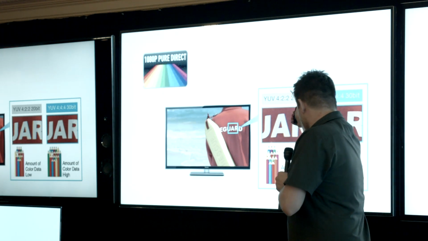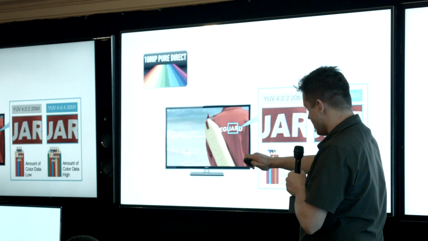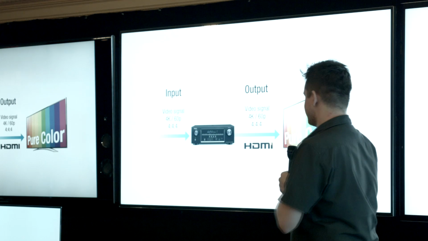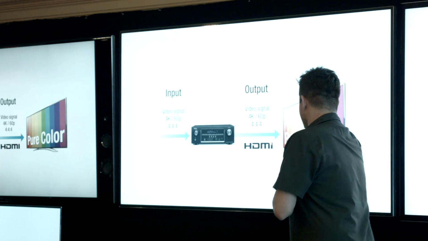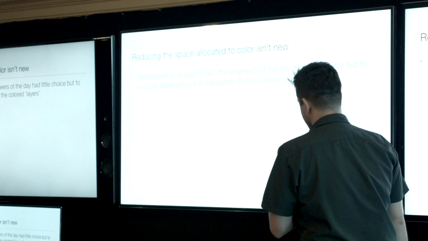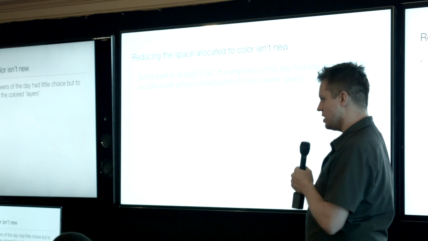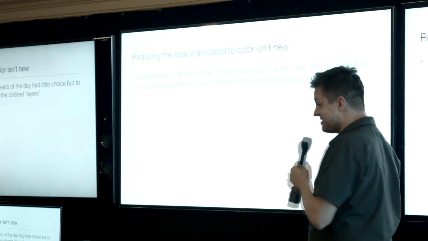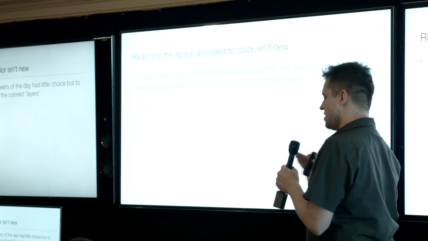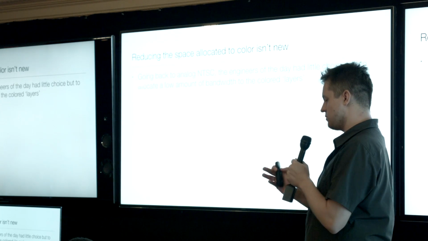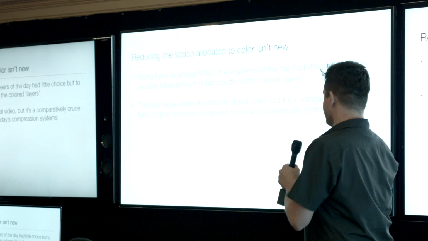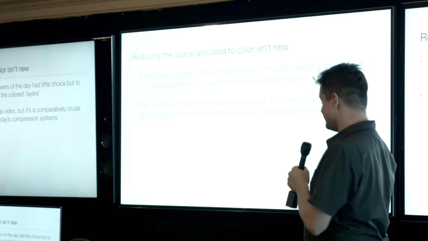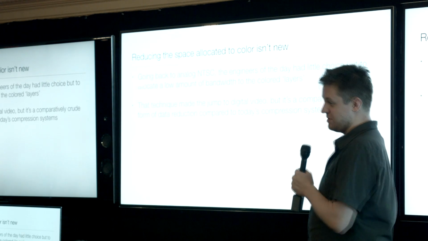The numbers 420, 422, or 444 refer not to the number of colors available, but to the resolution of the colors. So again, this is another example. I think this is from Onkyo, pure color. So it's the practice of reducing the resolution of the colored layers. It's nothing new. It goes all the way back to analog NTSC, where it was necessary to squeeze colored information on top of a black and white base signal while retaining backwards compatibility. That technique made the jump to digital video, but the compression algorithms we have today make this a pretty crude form of data reduction by comparison.